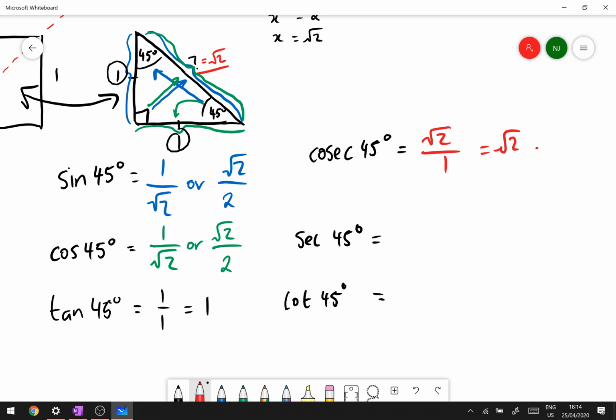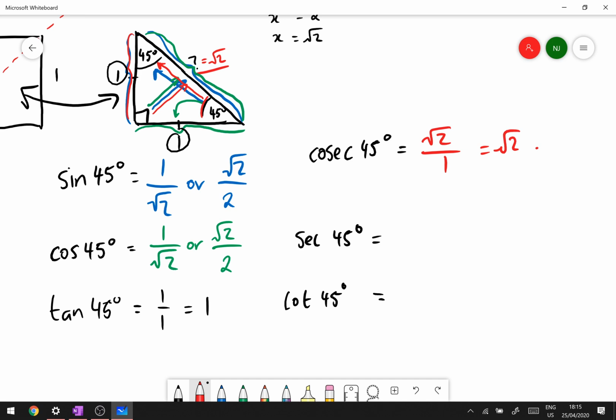And if you do it the other way too, it's hypotenuse on opposite, remember? So here's my 45 degrees here. My hypotenuse is root 2, and my opposite is the 1 over here. Okay, so it's not pointing at the angle, it's meant to be pointing at the side. So root 2 over 1, which is just root 2.